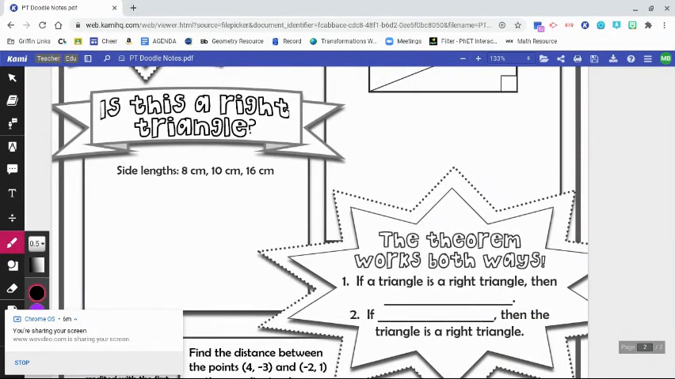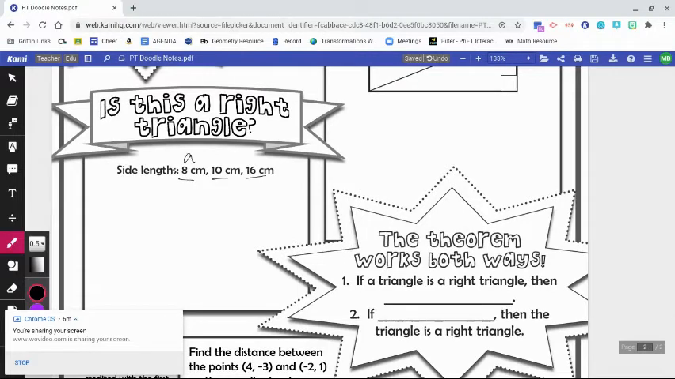Now, in order to identify if 3 lengths form a right triangle, we can plug the lengths into the Pythagorean theorem and see if it ends up being true. You have to remember that your hypotenuse is always the longest length. So looking at my numbers, I have 8, 10, and 16. I know 8 is a leg, 10 is a leg, and 16 is a hypotenuse because 16 was the largest number.